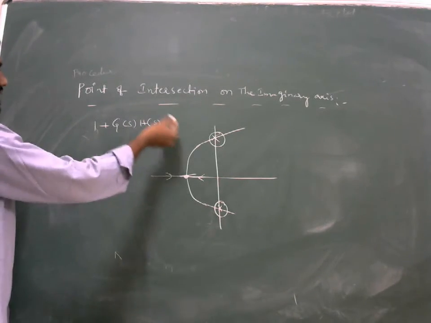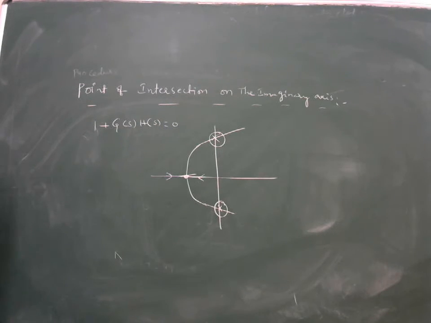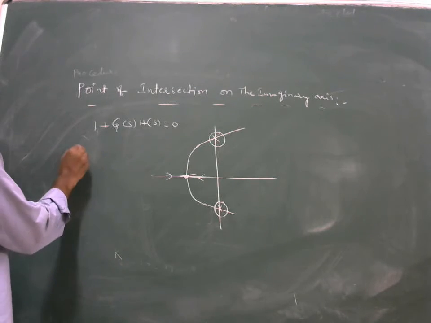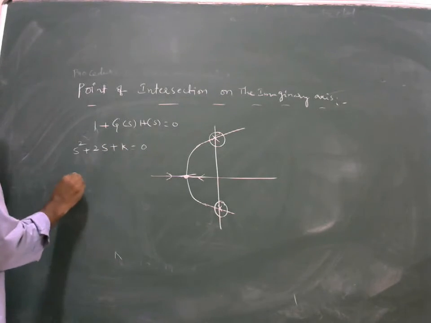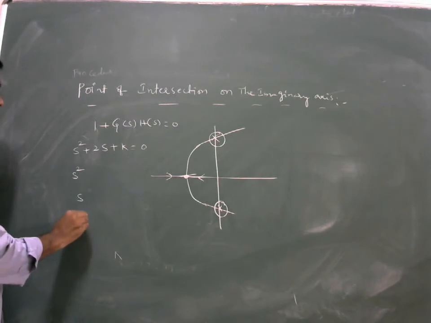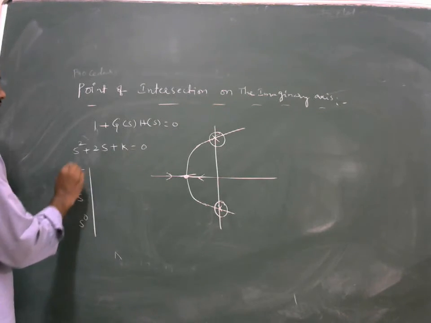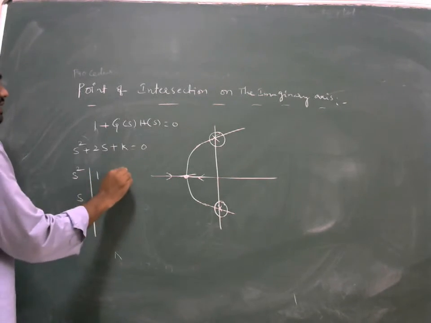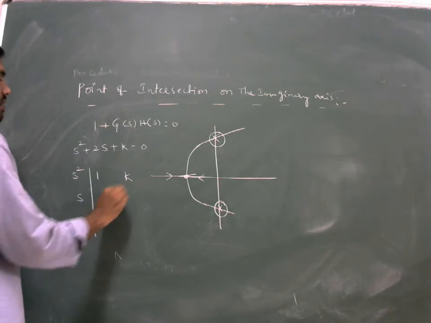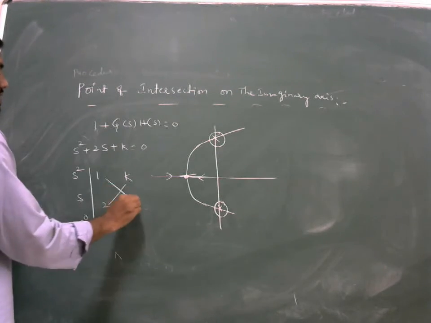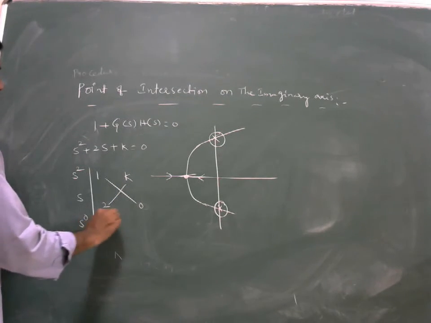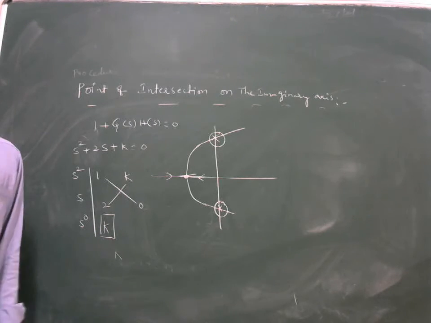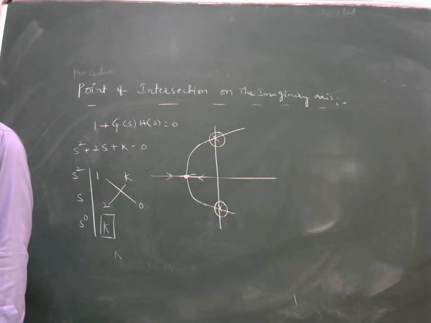Is this equation completely in terms of K or not? Yes, because the transfer function is in terms of K. For example, the characteristic equation is s square plus 2s plus K equal to 0. Then you need to construct a Routh array. What is the coefficient here? 1, and next is K. What is this value? (2K minus 0)/2, which is K. What is this K? That K value we need to find out. How are we going to find the K value?